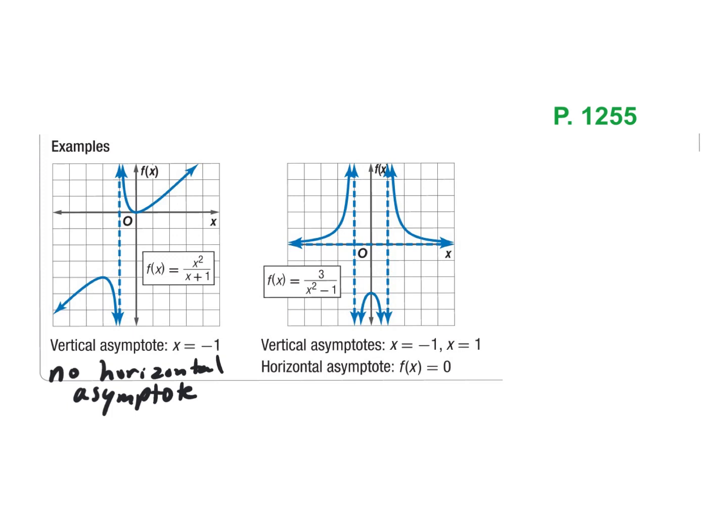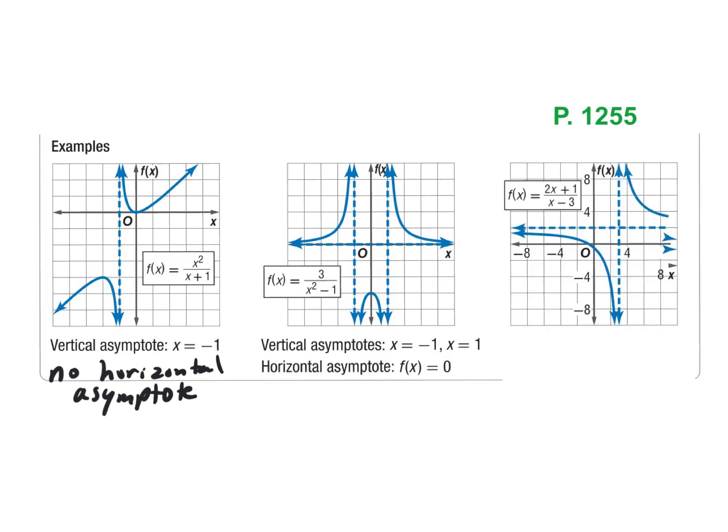So we've done the degree on the top bigger, the degree on the bottom bigger. Now we got to do one where they're the same. Okay? So the degree on the top here is 1. The degree on the bottom here is 1. What's the vertical asymptote here? 3. X equals 3. Okay? And then since the degree on the top is 1, the degree on the bottom is 1, what you do is you just basically look at 2x over x.